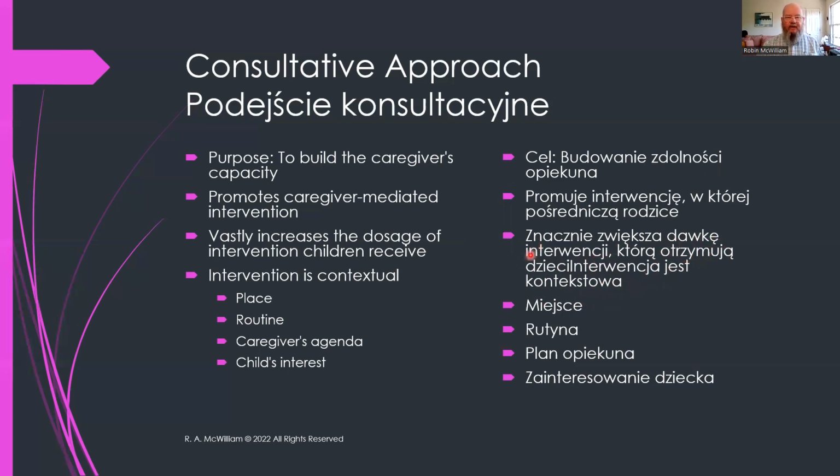The intervention is contextual. The places where the child learns are naturally occurring places in the child's life, at home and in the classroom. The routines are routines that are naturally occurring in the home or the classroom. The agenda is the caregiver's.